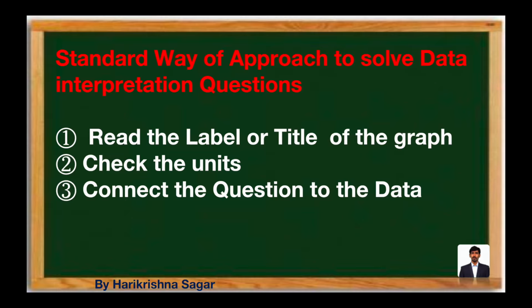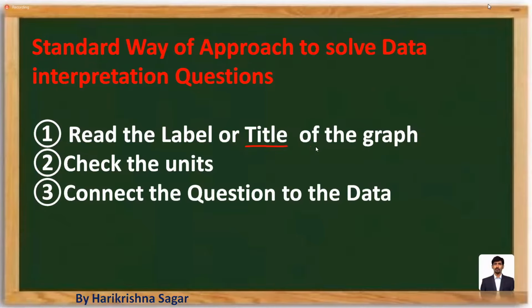As soon as you see any data interpretation question, your first task is to read the label. If you read the title of the graph, you will get more clarity on what your graph is going to describe. So reading the title of the graph is your first task. Then please check the units, whether units are given in thousands, millions, crores or lakhs. After reading the title and checking the units, read your question and connect your question to the table.